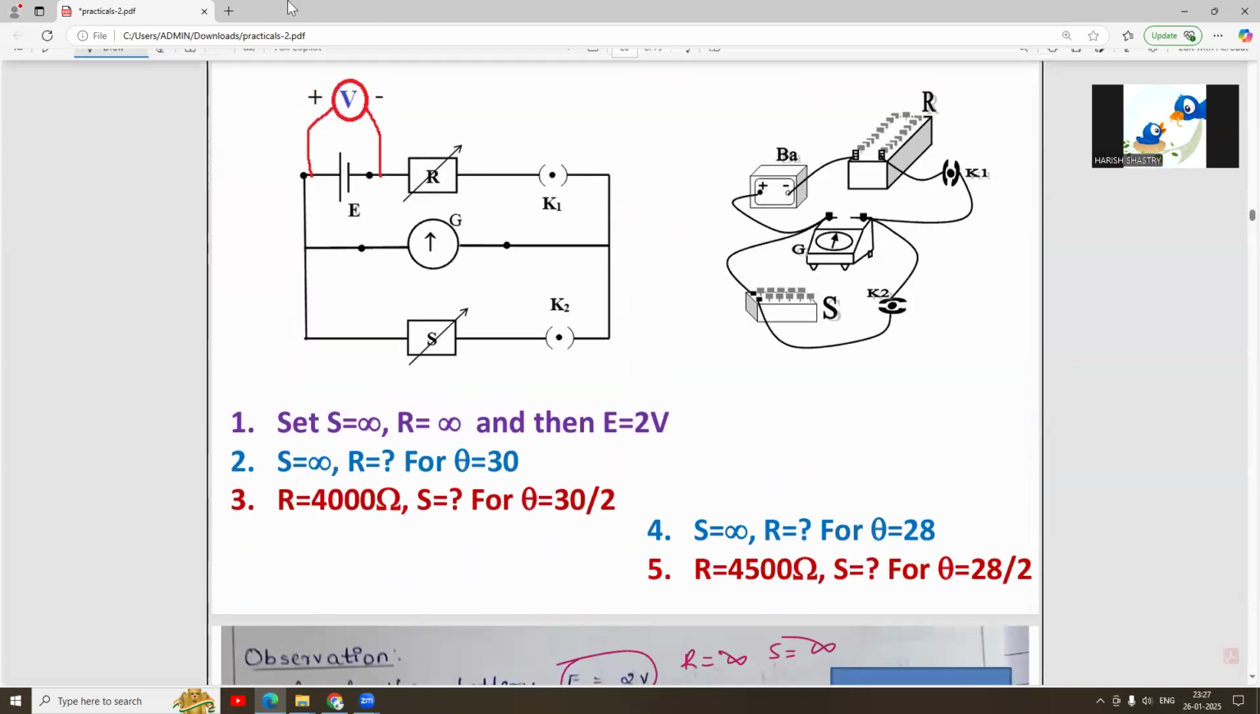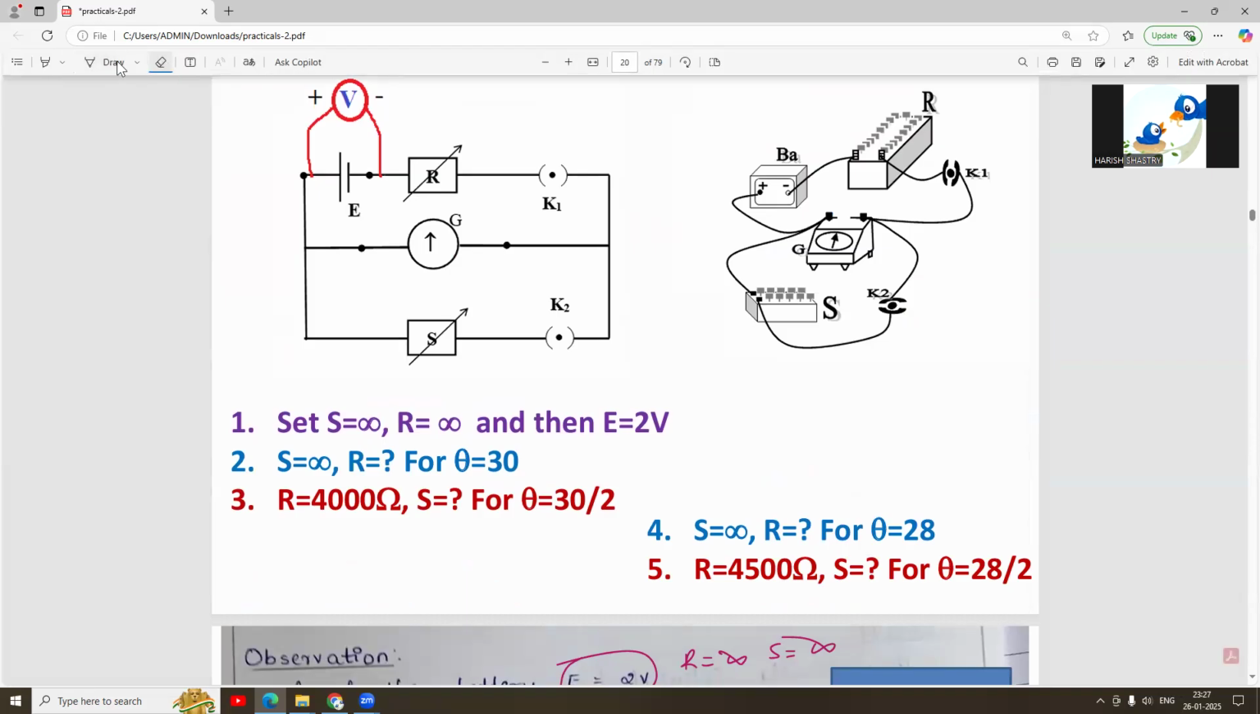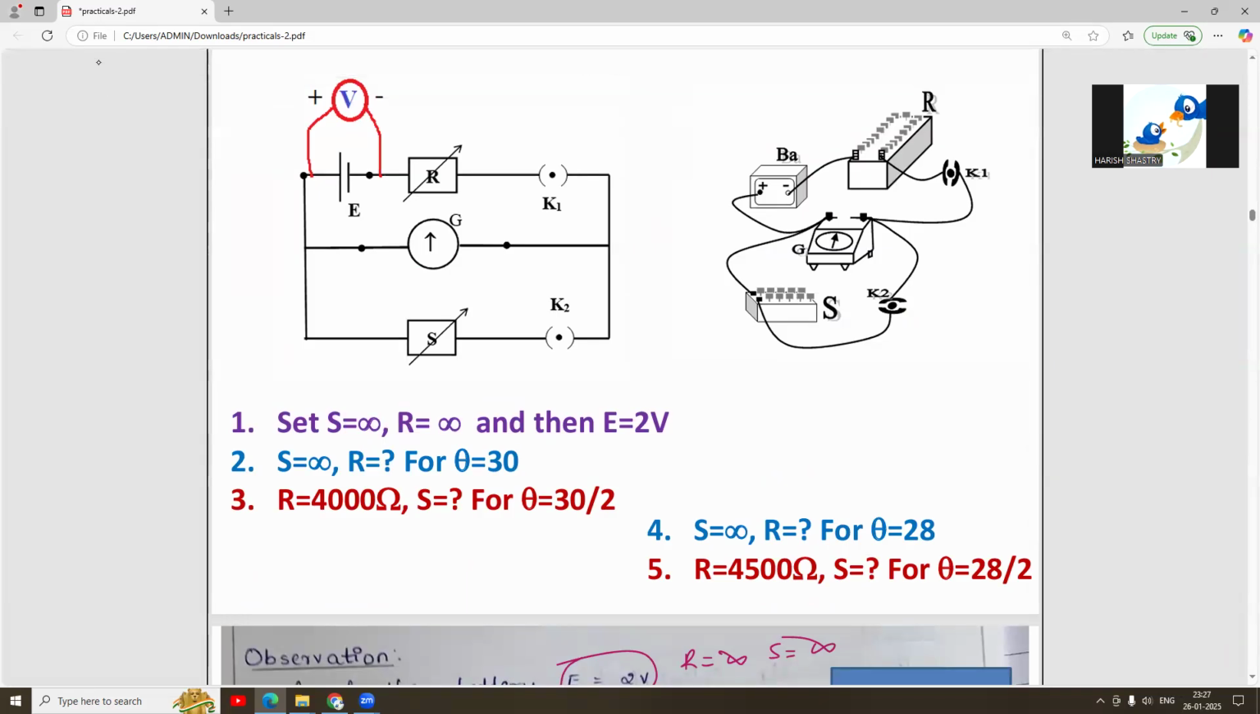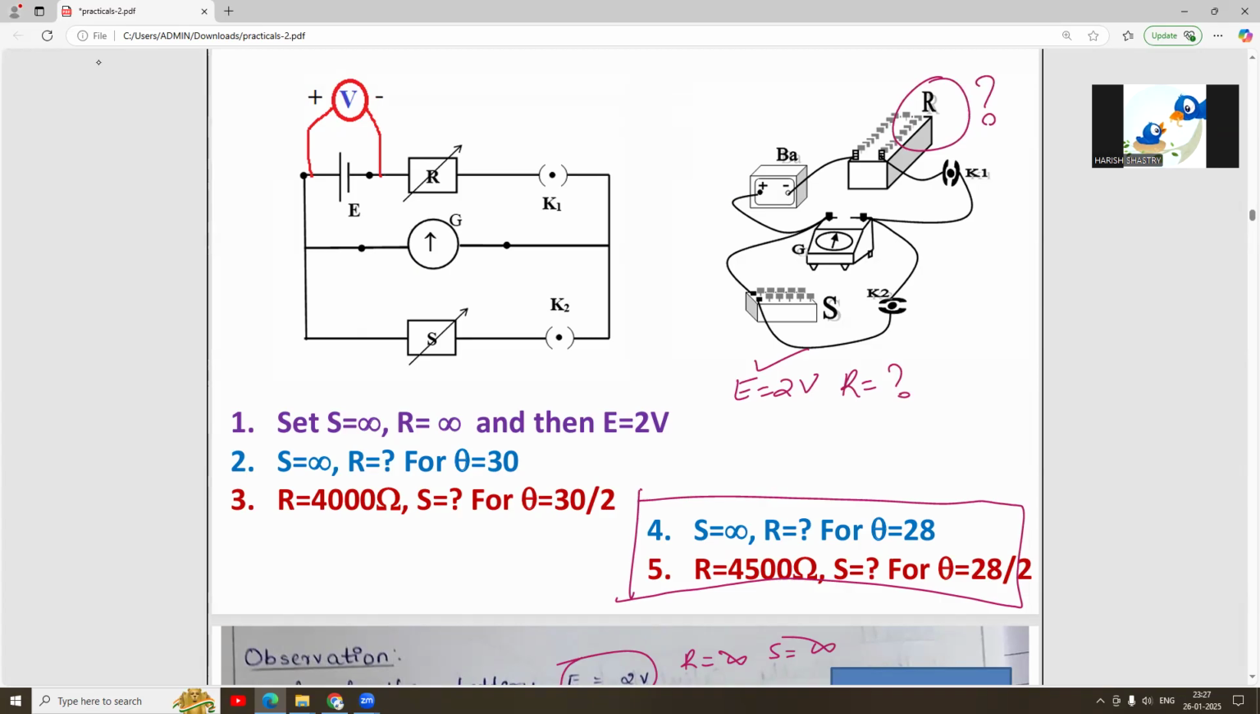See, second set. For the second set, you can do it like this. Again, E need not be changed. So this is the second step. Say the number of divisions required is 28. If it is 28, E equal to 2 volt, already said. R is how much? That means this is how much. So the galvanometer deflection will reduce to 28, not 30 as earlier.